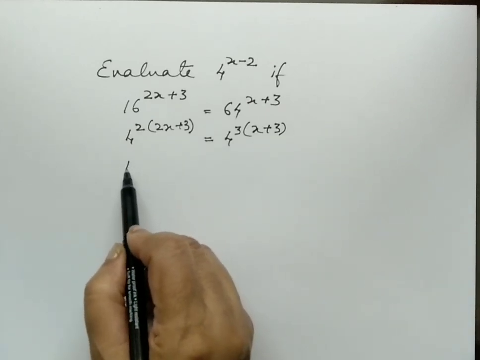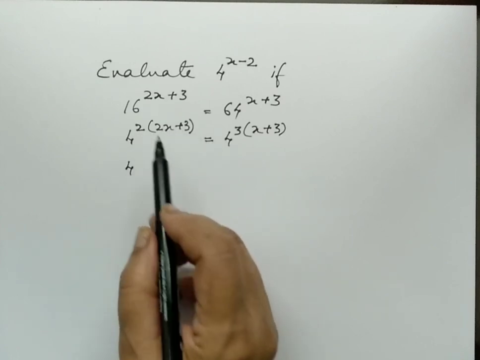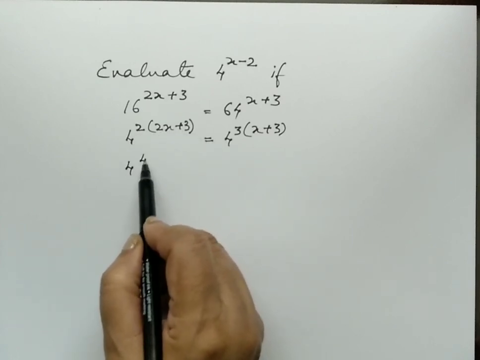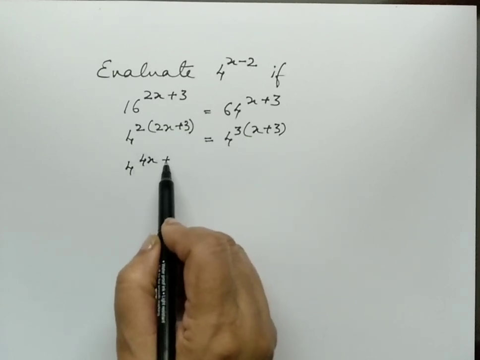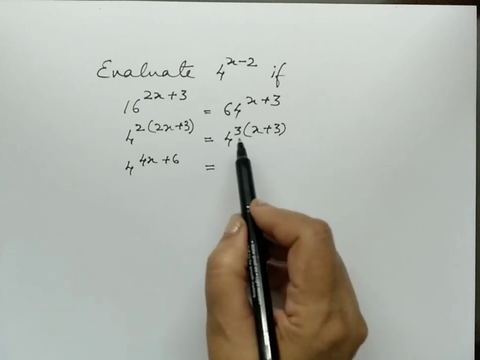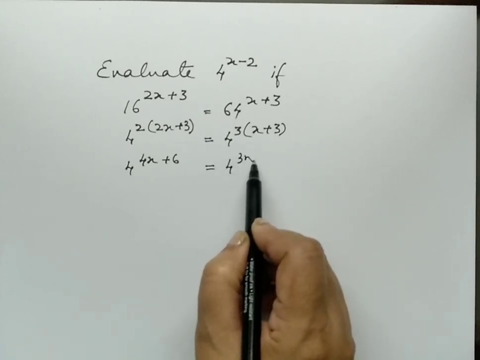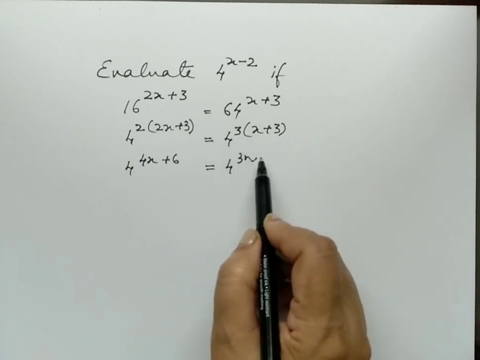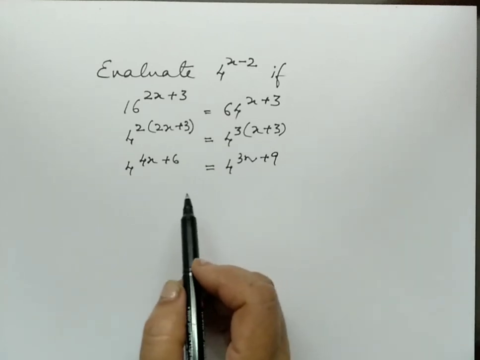So 4 here, let's multiply this thing with 2. 2 into 2 is 4x and 2 into 3 is 6. Here 3 into x is 3x and 3 into 3 is 9. Correct, students?